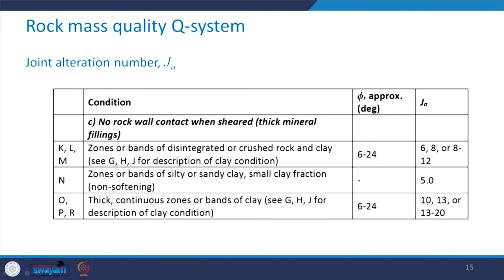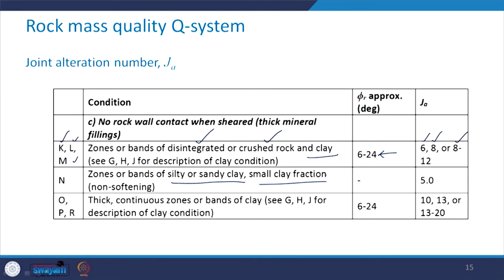Coming to the next and the last condition of the joint, that is when no rock wall contact is there when it is sheared, and this also represents the situation with thick mineral fillings. So, in that case you have the three classes K, L and M. So, this will have zones or bands of disintegrated or crushed rock and clay. Phi you can see that it varies between 6 and 24, and J can be taken as 6, 8 or from 8 to 12.